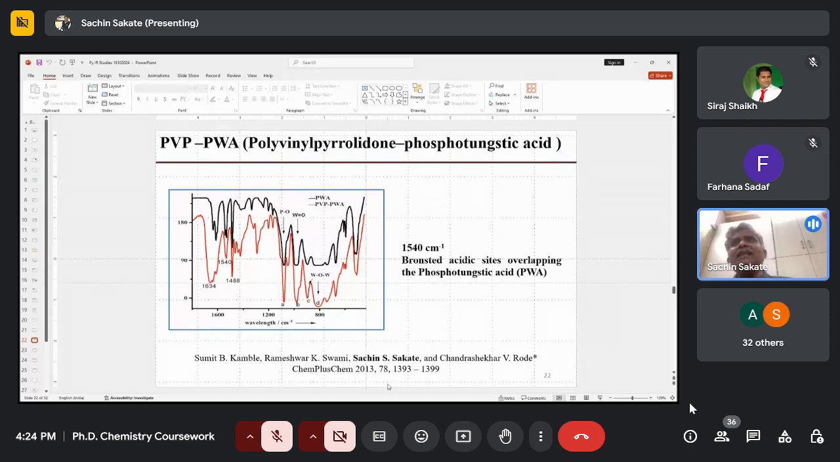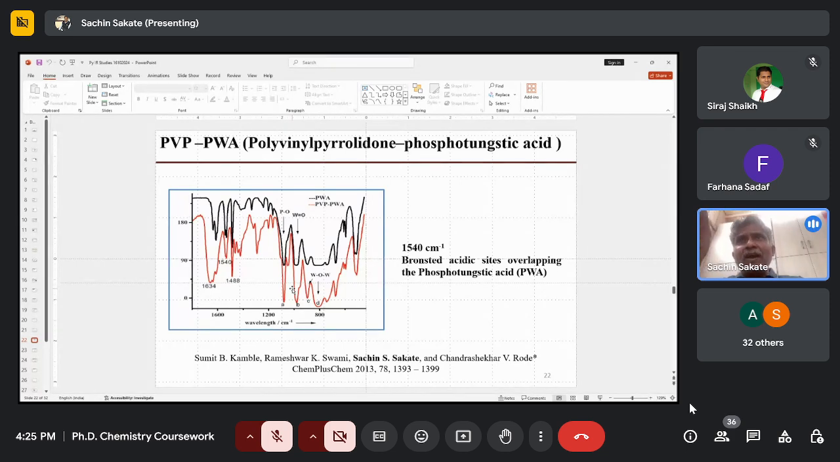Okay. So next, now if you see, phosphotungstic acid and polyvinyl pyrrolidone have a number of peaks, but our concern is what? Bronsted acidity is at 1540. PWA is shown with the black one, and PVP PWA is shown with the red one.